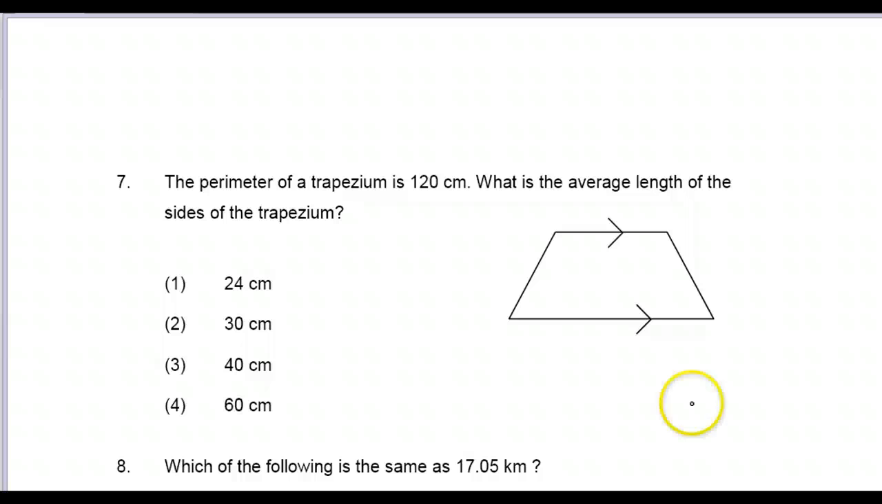The perimeter of a trapezium is 120 cm. What is the average length of the sides of the trapezium? So I know the trapezium has 1, 2, 3, and 4 sides. So I take 120 divided by 4. Answer would be 30 cm. Option number 2.